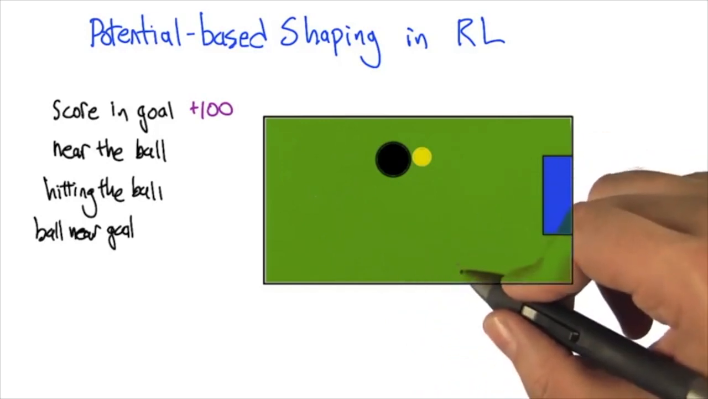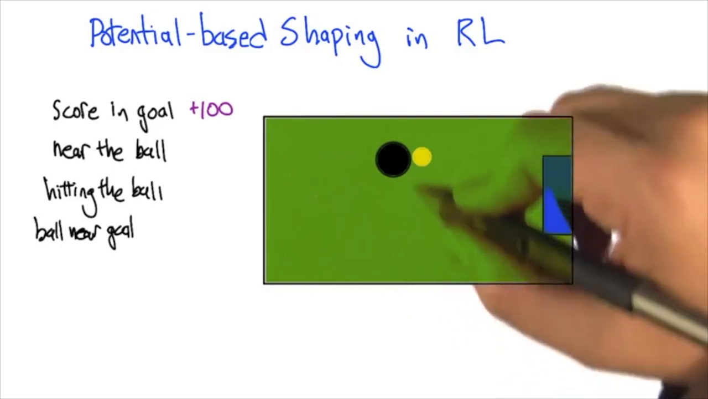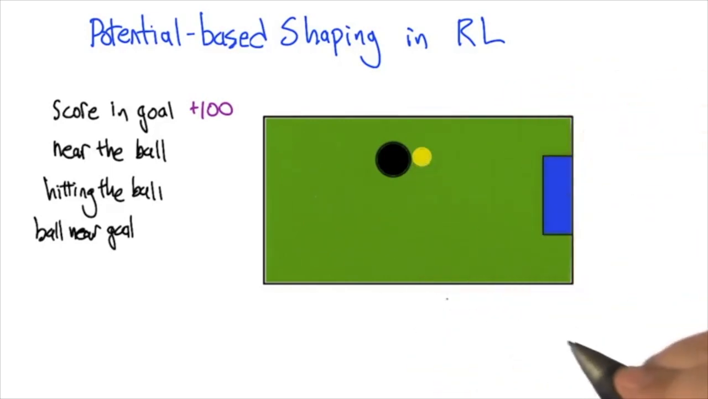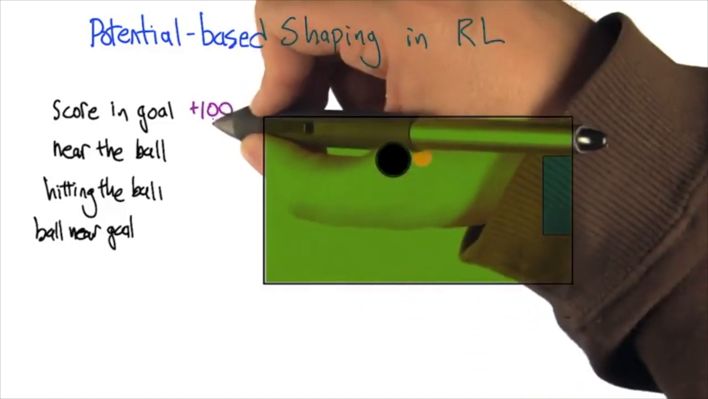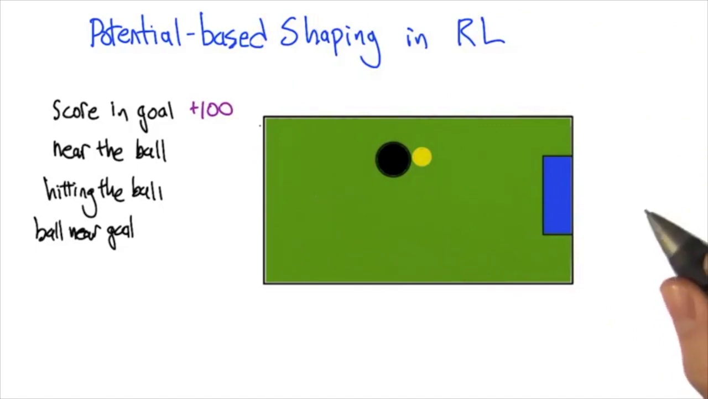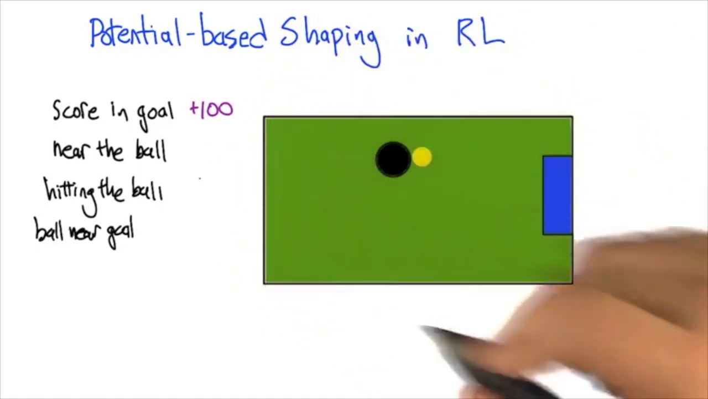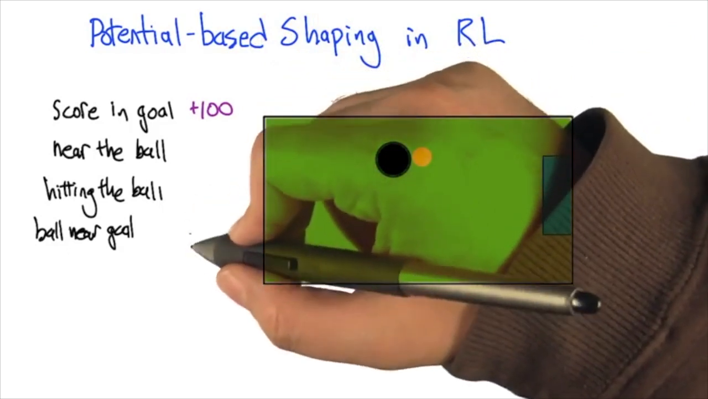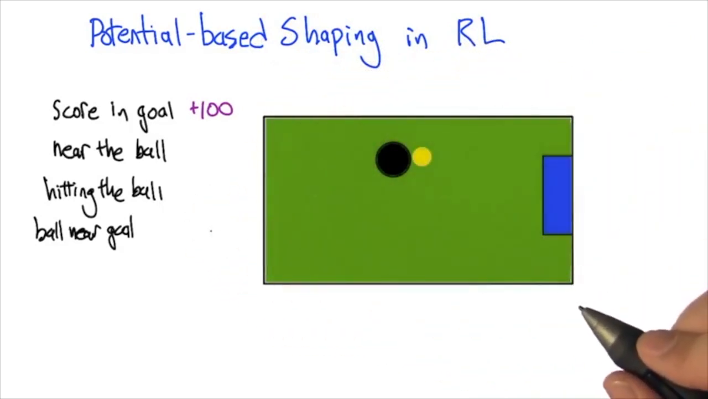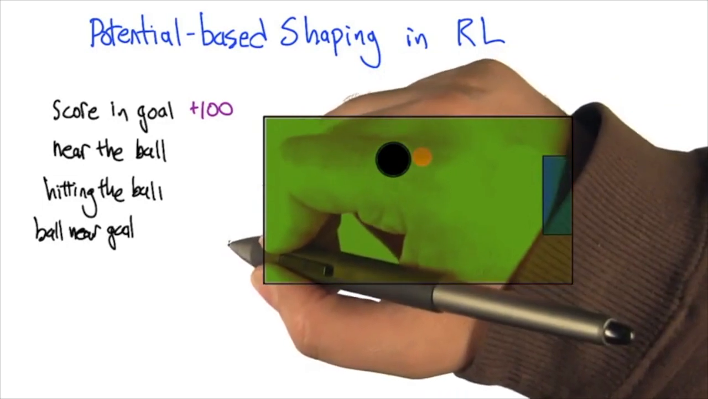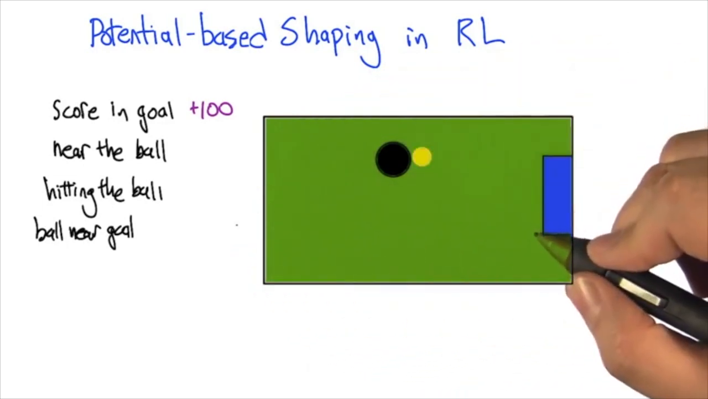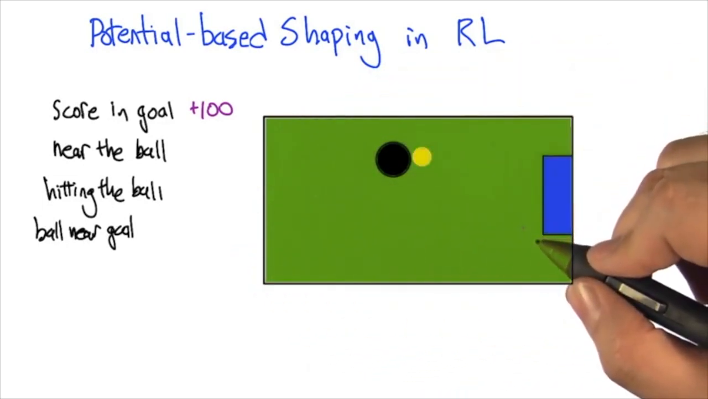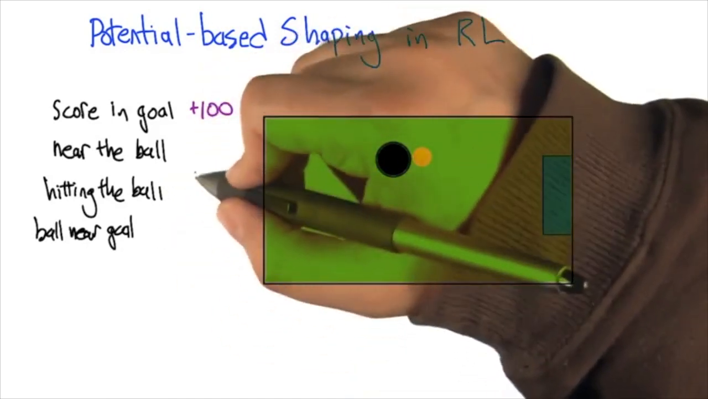But let's see if we can think about what state-based rewards might look like in the context of this little soccer example we were talking about. Okay. So the official reward function has us getting a plus 100 for scoring a goal. But we wanted to give hints to the system for getting near the ball, hitting the ball, getting the ball near the goal. So we need to do that. We need to define that now in terms of the states of the world. So what would be some appropriate rewards that we could put in for that?